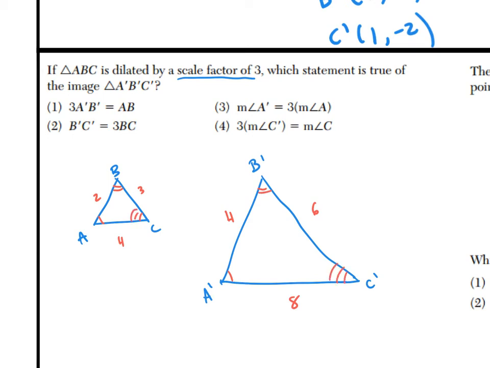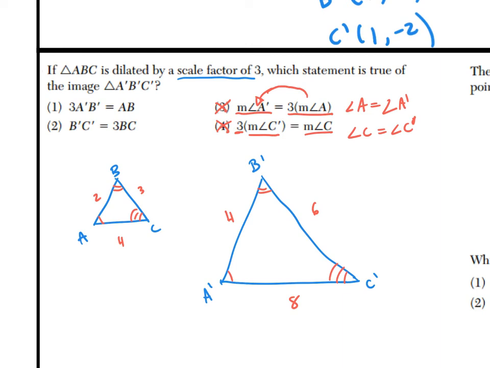So now let's eliminate 2 answer choices. If you go through these answer choices and you look at 3 and 4, what it's saying is that the measure of angle A prime is 3 times the measure of angle A. That's saying that angle A times 3 gives you A prime, and that can't be true because the angles do not change. Same thing goes for number 4. It's saying 3 times the measure of angle C prime is angle C. But that's not true because they are the same. Angle A will equal angle A prime, and angle C will equal angle C prime. Angles are congruent to each other in a dilation.